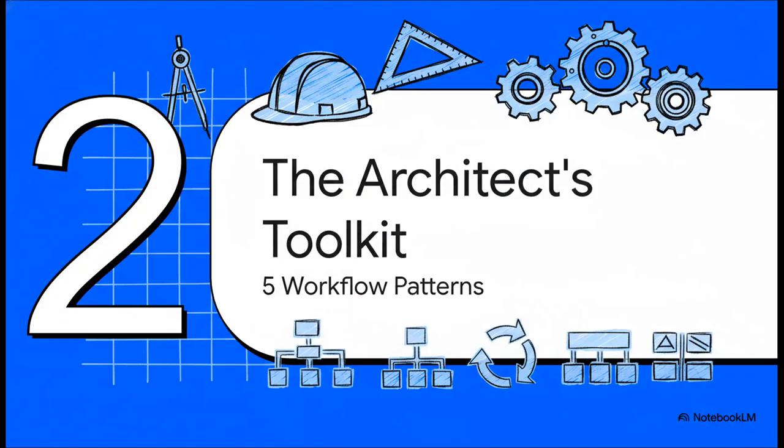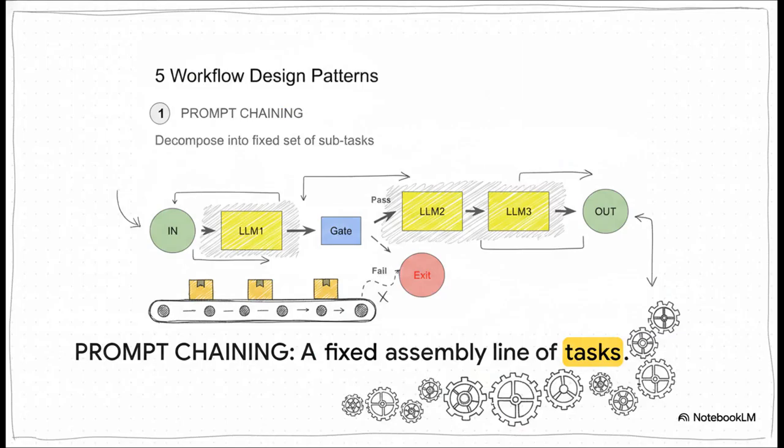So first, let's put on our architect hat. If you want predictability and control, workflows are your best friend. We're going to look at 5 essential design patterns. Think of these as the core blueprints you need to build solid, reliable AI systems. First up, the most basic one, prompt chaining. It's exactly what it sounds like. It's a fixed assembly line. The output from step 1 feeds directly into step 2, and so on. Super simple, super predictable. It's perfect for straightforward tasks, like, say, summarize this document, then translate that summary.